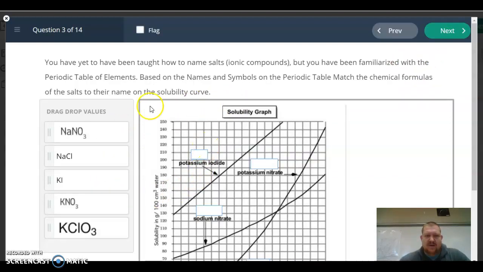All right, as it says, you haven't been taught this. We are going to learn how to do this next semester, so it's kind of like a little preview. But what you should be able to do is look at the name and find these symbols on the periodic table. You know potassium is K. You're not going to find iodide, but you will find iodine, something similar to your second name, and you should be able to pick out which one goes there. So use your periodic table to try to find these.